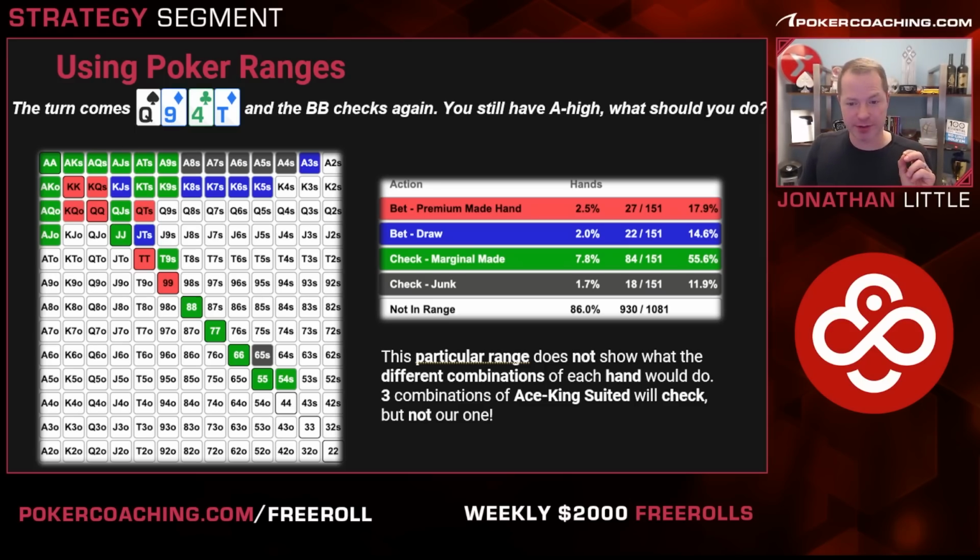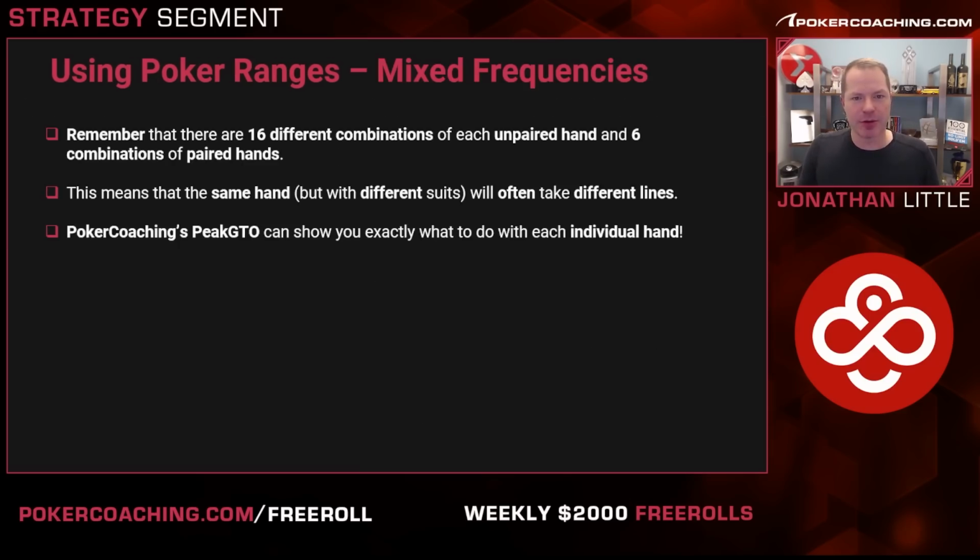Also, notice, very importantly, we could have ace-king of diamonds here, which we're not notating for. Ace-king of diamonds is probably a pretty good hand to bet, because in this scenario it has a ton of outs, right? And it's drawing to the super nuts if you make a flush or a straight. So ace-king of diamonds is actually probably a hand you want to bet. Remember, you have 16 combinations of each unpaired hand and 6 combinations of each paired hand.